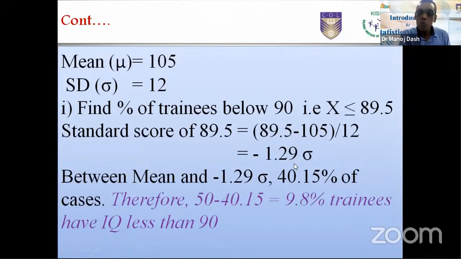Now refer to 1.29 in the table. If you refer to 1.2, then under 0.9, you will get 40.15. So what is the remaining? This is the portion above 90. So what is the portion below 90? 50 minus 40.15. I hope this is clear to you. Now let me go to the second bit.